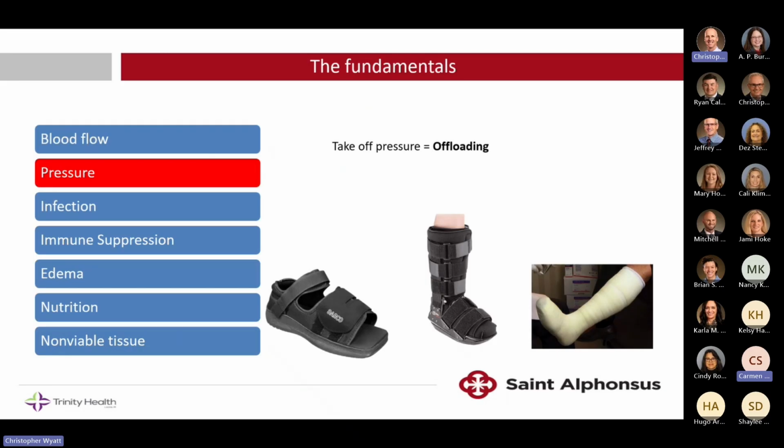If pressure is a problem, you've got to take it off in some fashion. And so for diabetic foot ulcers, we use three different primary modes. One is on the left here, a Darco shoe, a post-operative shoe, commonly used for broken toes. It doesn't actually offload pressure from the foot. It can redistribute it.